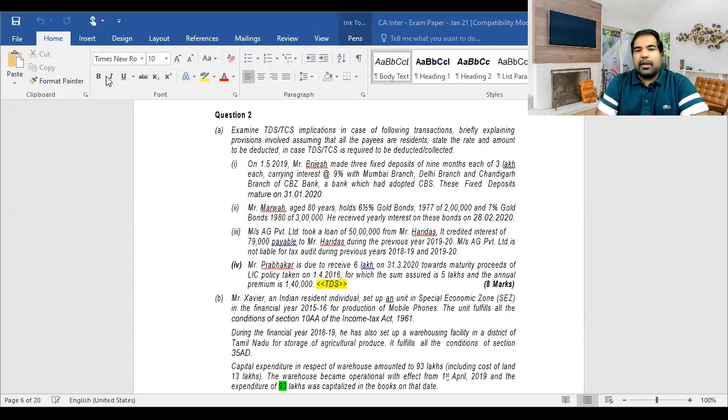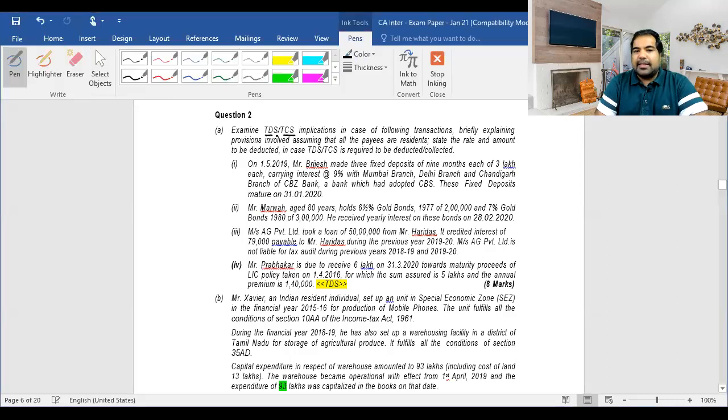This is the Jan 21 paper. Again, in question number 2, discuss the TDS and TCS implications. On 1st May 2019, Rajesh made 3 fixed deposits of 9 months each of 3 lakh carrying interest at 9% with Mumbai, Delhi and Chandigarh branch of CBG Bank. So guys, the amount is 3 lakhs into 9% into 9 months. So divide by 12 into 9, which is 20,250, and like that he has 3 deposits, that is 60,750. Because it is more than 40,000 or 50,000, there will be TDS under section 194A at the rate of 10%, Axis Bank.